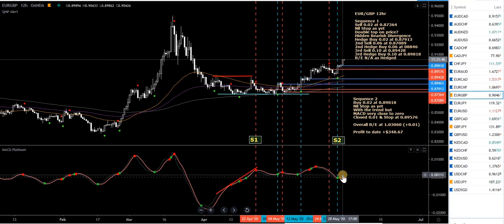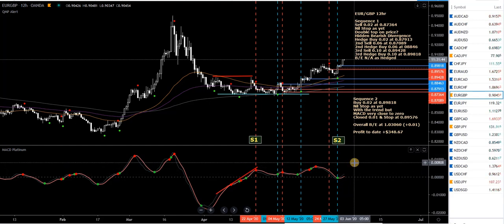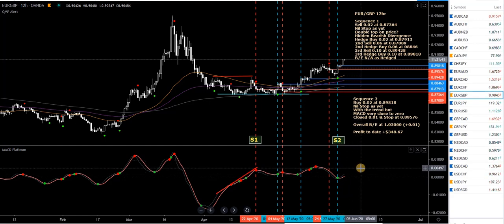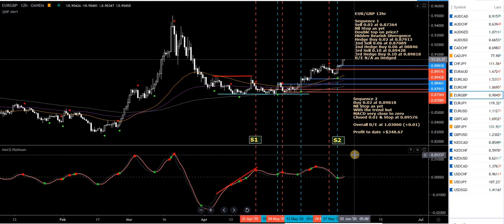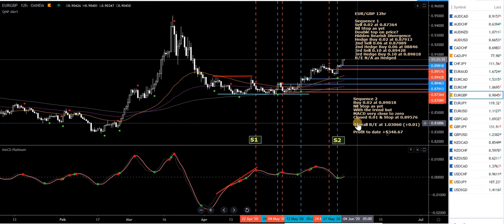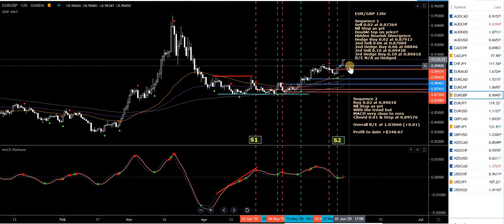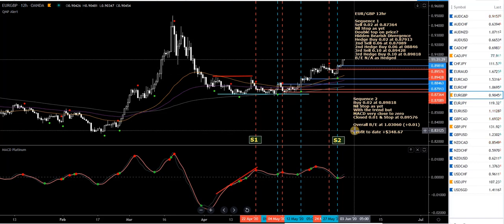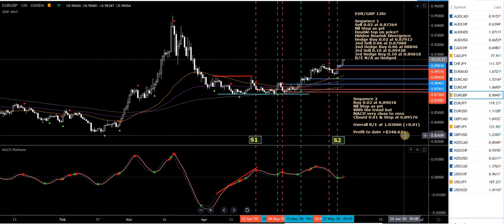So what I'm looking for now is MACD Platinum to head up and eventually roll over, where I'll take another sequence 1 trade, and I may start a sequence 3 trade, something like that. That euro pound closing at half gave me a profit of $9.70, and that's been added to the total on the profit to date.